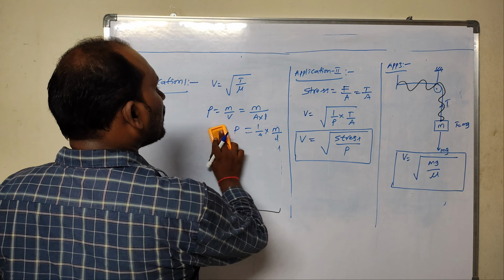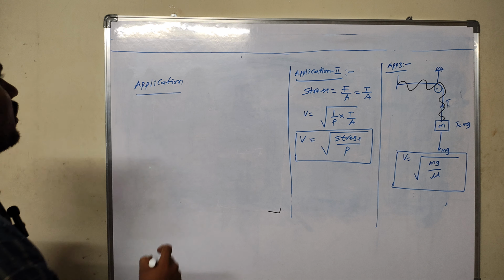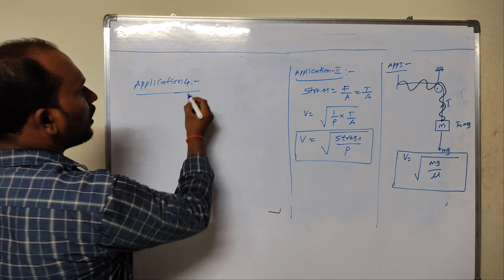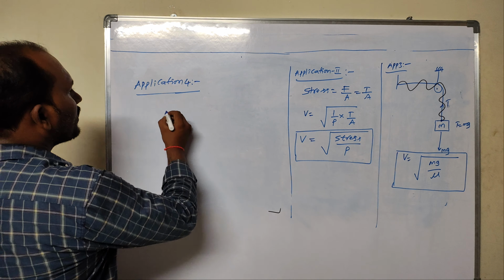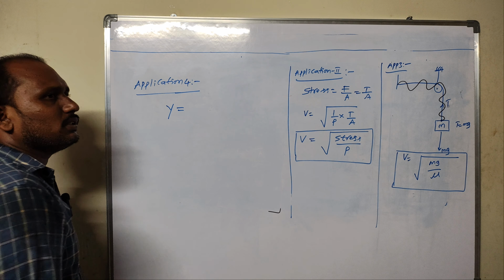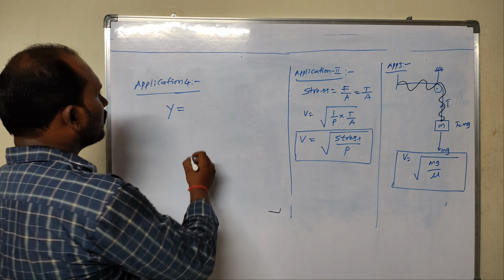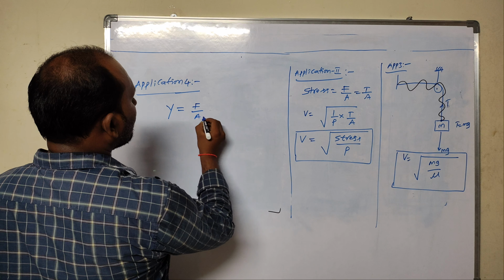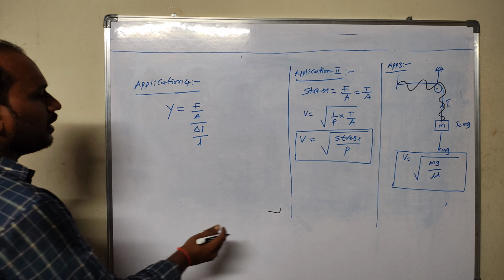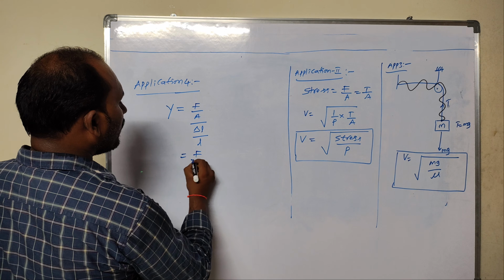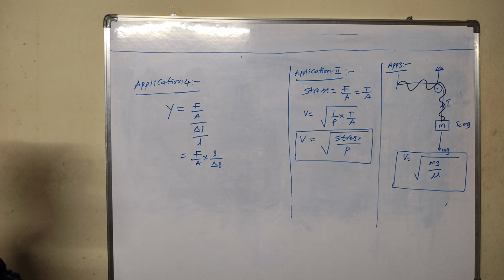Another very important application: sometimes we are given Young's modulus. So let us say application 4. What is meant by Young's modulus of a string? Y is equal to F by A divided by delta L by L. Writing this, we get F by A into L by delta L. I hope you understood.